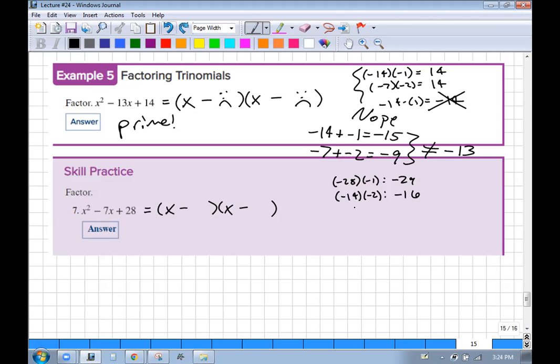So if we keep going, 7 times 4 gives us 28, right? Yeah, but they add to give us negative 11, right? And 6, I think that's it. So there are no number combinations that give us this. So prime.